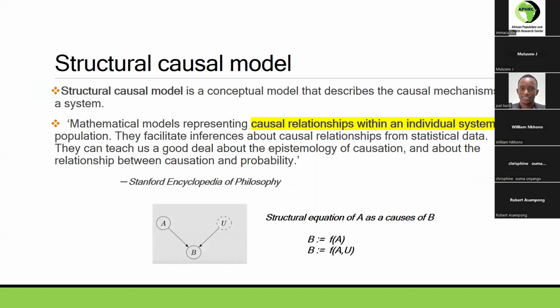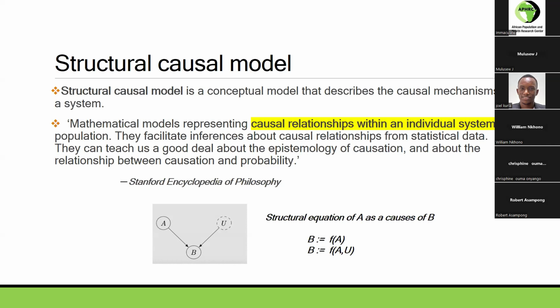So to understand the phenomena of the system or the relationships between variables of interest, beyond the DAG we may also go to some level of thinking through a structural causal model. That is a conceptual model to understand the causal mechanism of the system. According to the Stanford Encyclopedia, a structural causal model is a mathematical representation of causal relationships within the system. It facilitates inferring causal relationships from statistical data and also teaches us about epistemology, the knowledge of causation, and the relation between causation and probability.